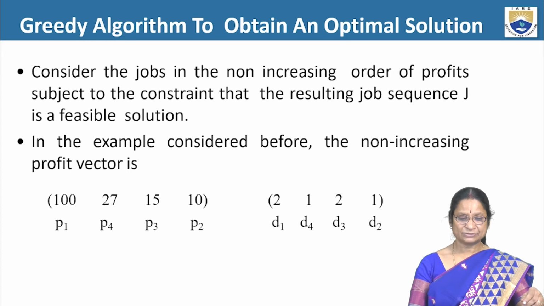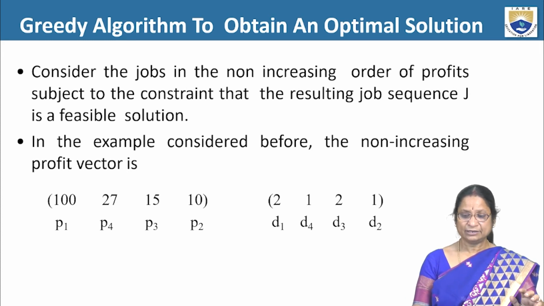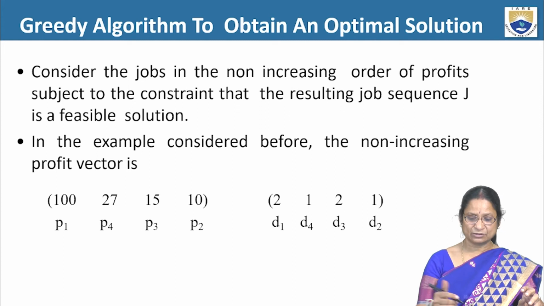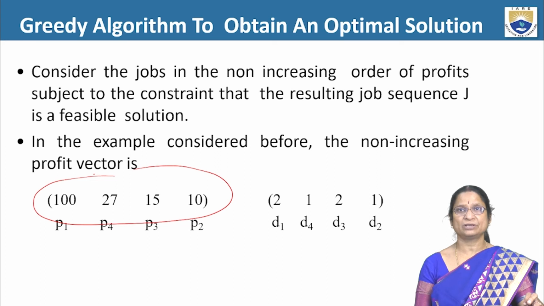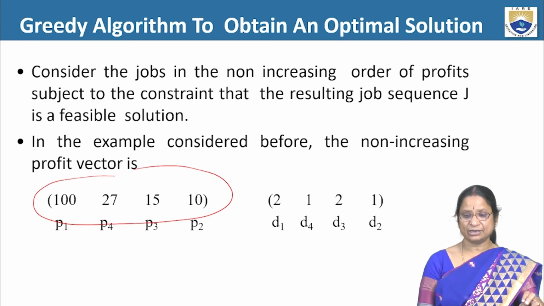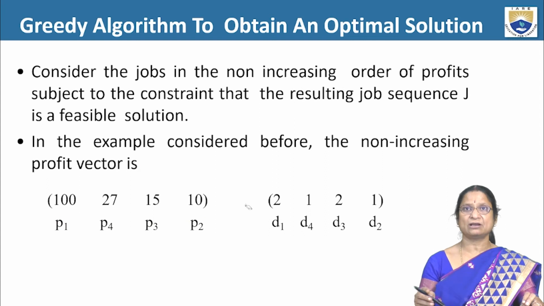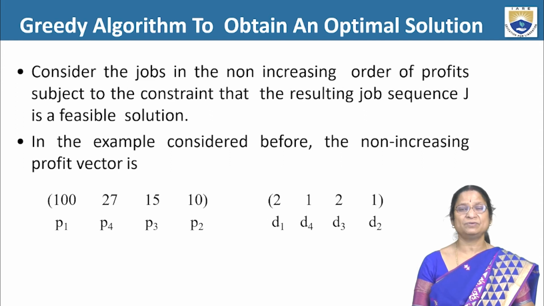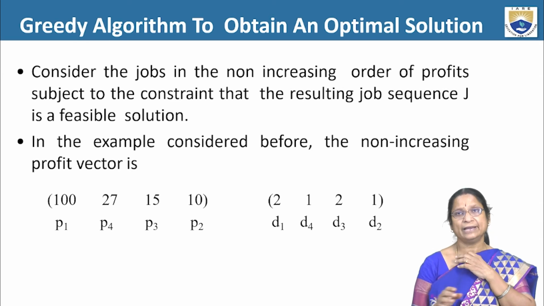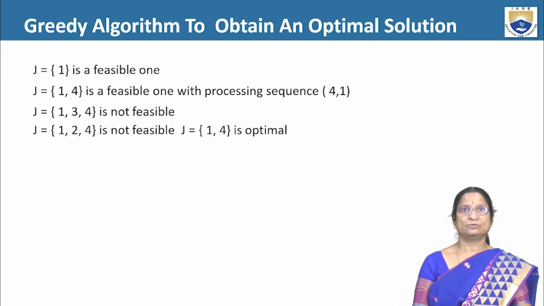So this is the procedure we will follow. Consider the jobs in non-increasing order of the profits. That means we have to first sort our jobs in the order of profit. When we are making this order, the respective deadlines are also going to be changed. Of course, in the previous example we considered, the profit vector is already in order. Then one by one you have to add it to the job. Job 1 is a feasible one. Then with 1, 4 is feasible, with processing sequence of 4, 1.